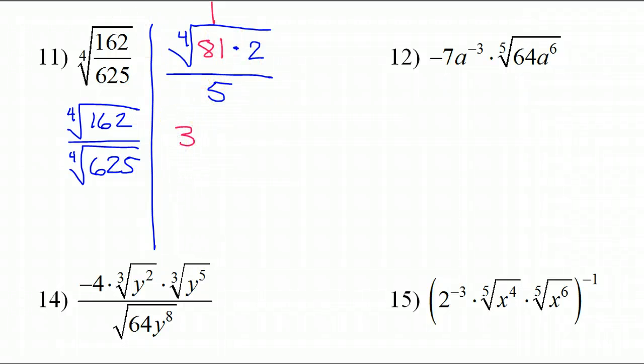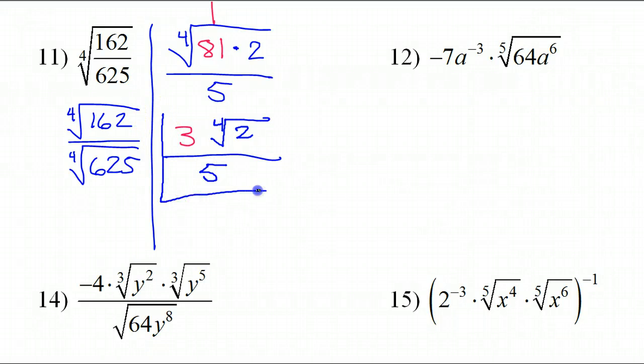Now everything in blue is just going to stay where it is. So this became a 3 on the outside, but I still have the fourth root of 2 sitting there, and I still have the 5 sitting there. So that is all you can do. That would be the final answer for number 11.